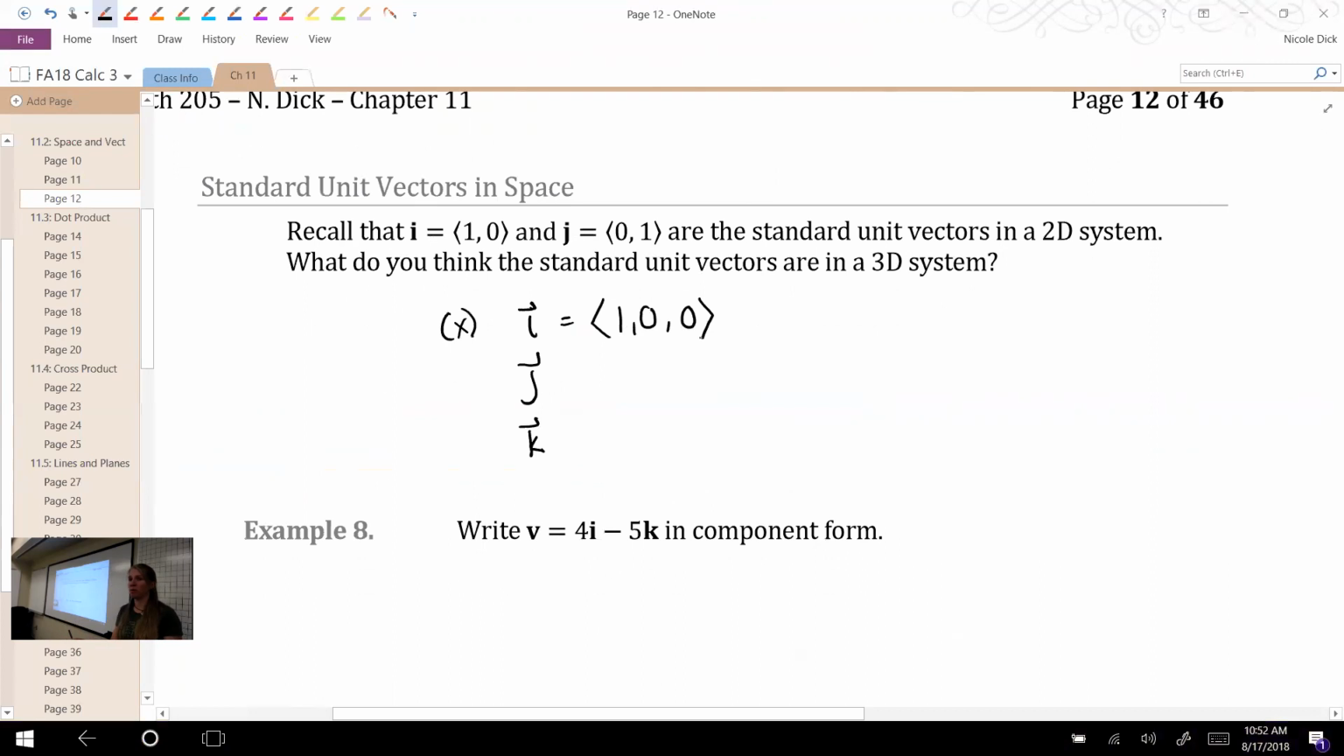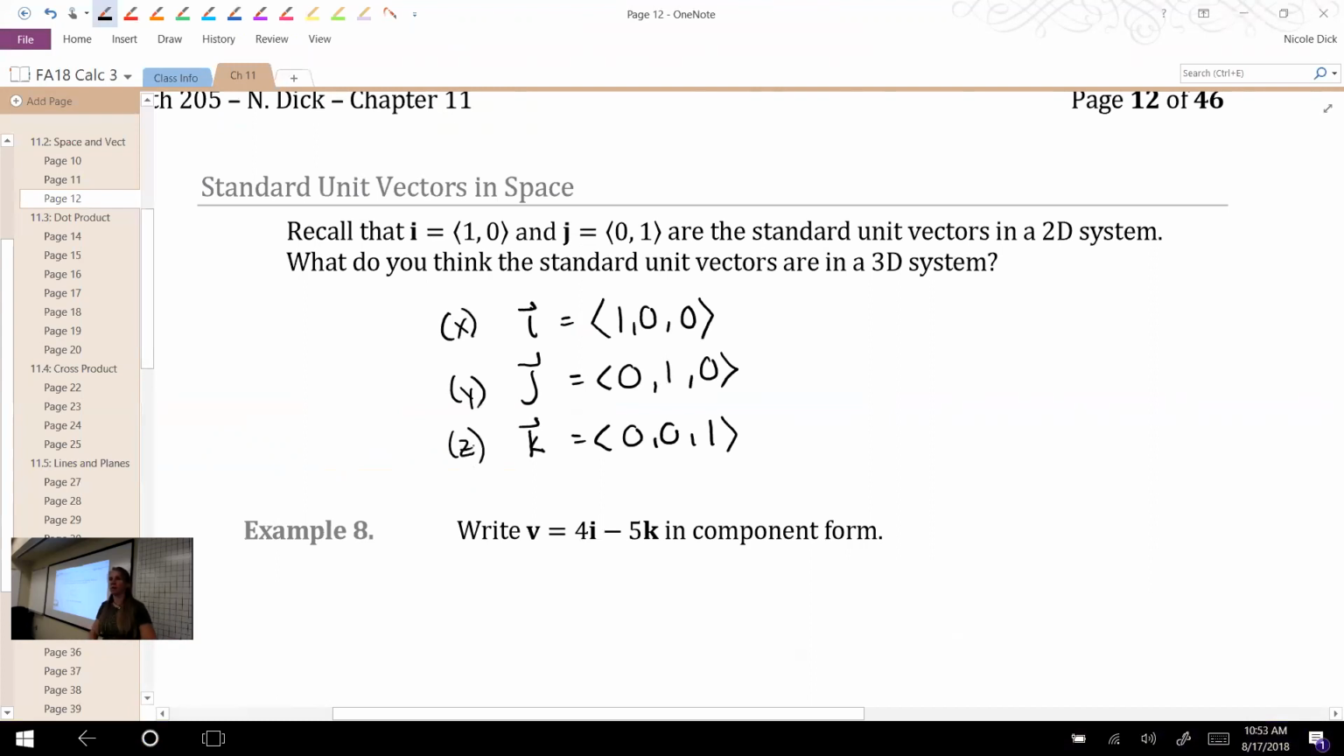Because now we have that z component too. We're not going anywhere in the z direction. So 1 unit in the x direction, nowhere in the y direction, nowhere in the z direction. Which means our j vector doesn't go anywhere for x. 0, 1, 0. You got it. And that means k would be what? 0, 0, 1. Exactly. So those are going to be our 3 standard unit vectors for 3 dimensions.